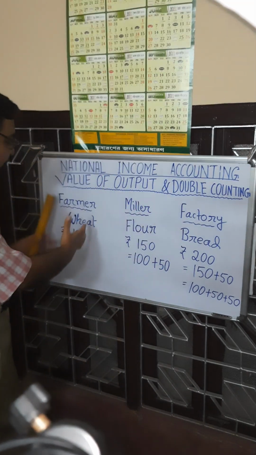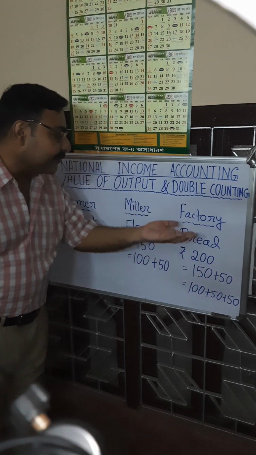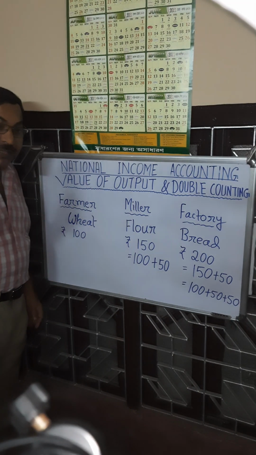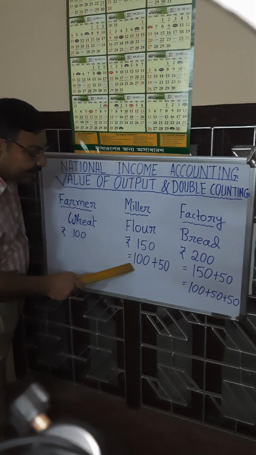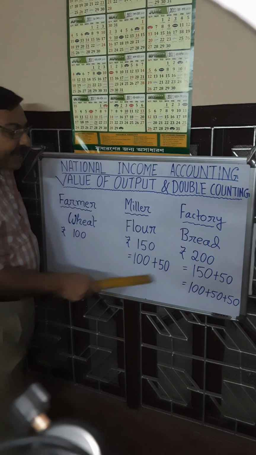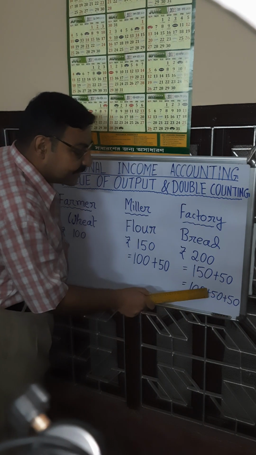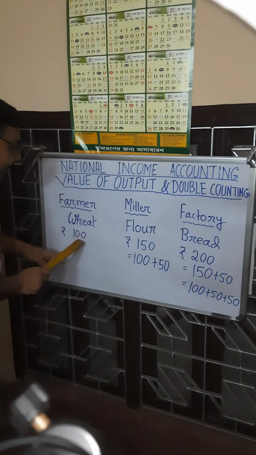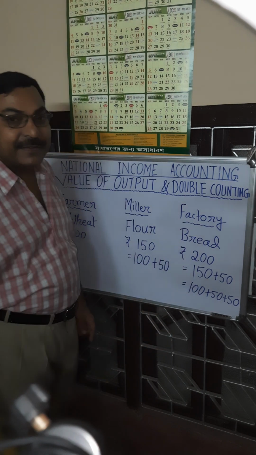So if you consider value of wheat, value of miller, value of flour and value of bread, that means you are considering value of wheat 3 times. Value of wheat 100. And within value of flour, again value of wheat is coming. Second time you are accounting value of wheat. Again when you consider the value of bread, 200 means 100 plus 50 plus 50. This 100 is the value of wheat. So 3 times you are including value of wheat. Value of wheat here, value of wheat here, also value of wheat here.